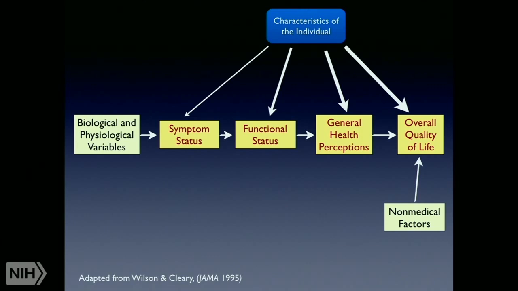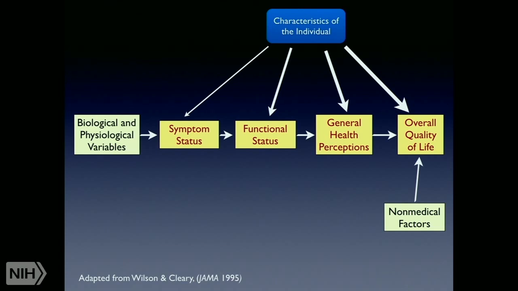And I've drawn thicker arrows there going from left to right to indicate the general understanding that these other characteristics of the person have an increasing effect as we go out here. So the individual state of the body is probably not going to be as strong a determinant of one's overall quality of life as other characteristics of the person. Right?